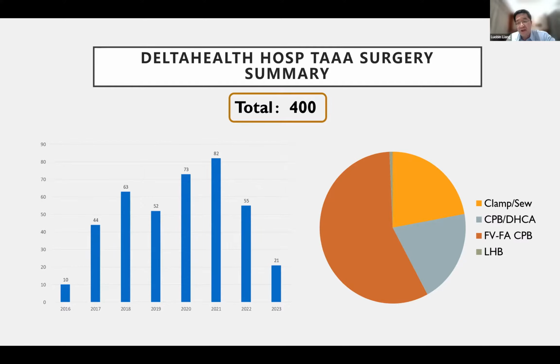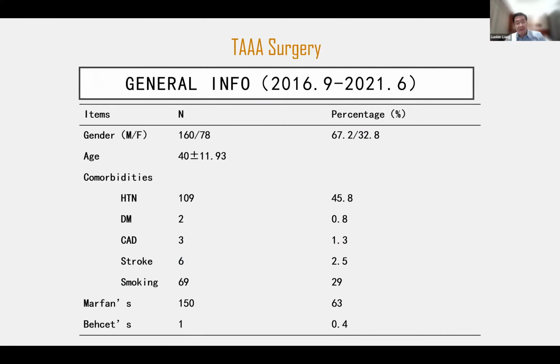So right now we're still using a femoral vein, femoral artery partial cardiopulmonary bypass as the main procedure for type 1, type 2, and type 3 procedures. We summarize this from 2016 to 2021. That's all the cases we've done.